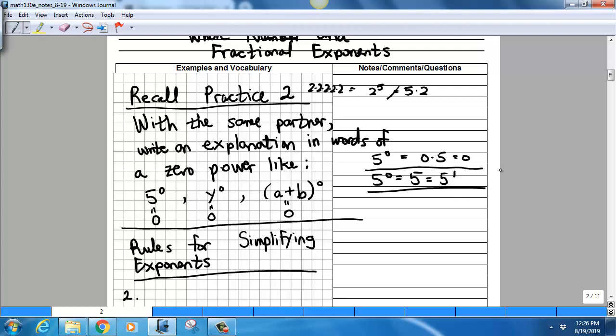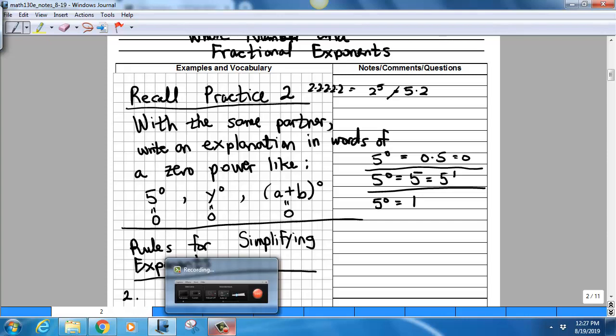Anybody else try something different? Julian or Juliana? Okay, there we go. Does that ring a bell? Yeah, all right. Everything to the power of 0 is equal to 1. By definition, any base raised to the 0th power is just going to turn out to be 1. That's one of the easiest exponents to remember: a base to the 0th power is always going to be 1.